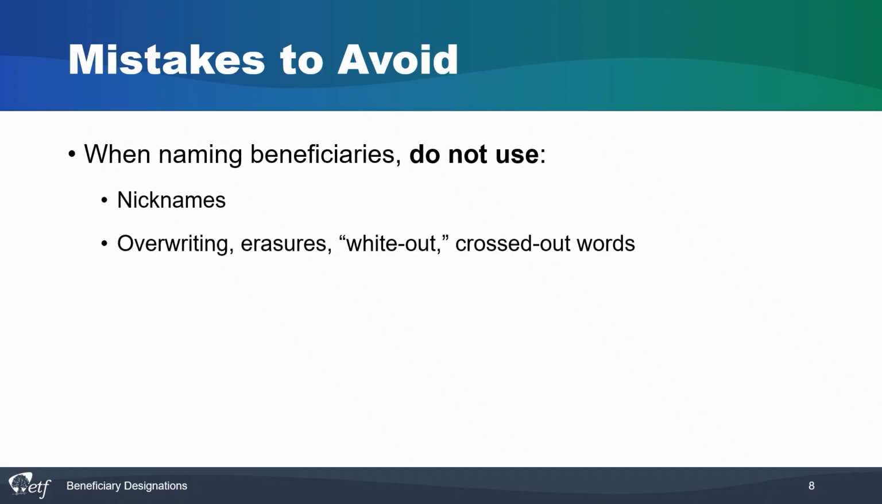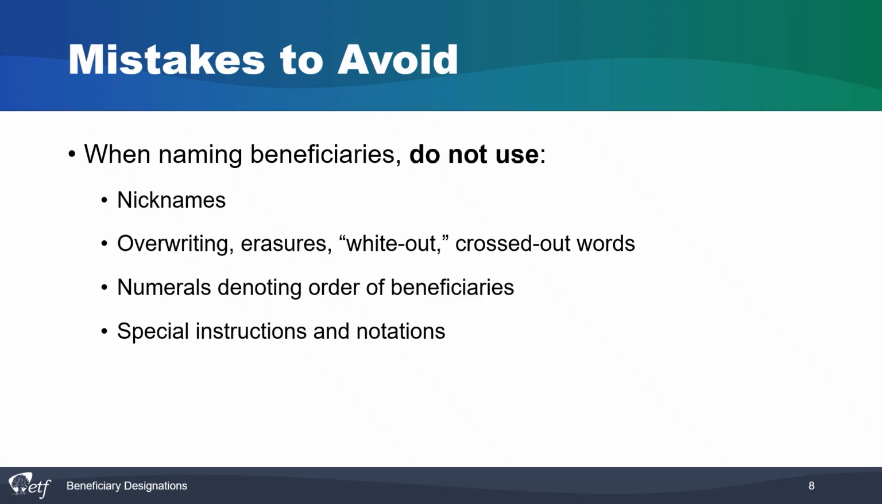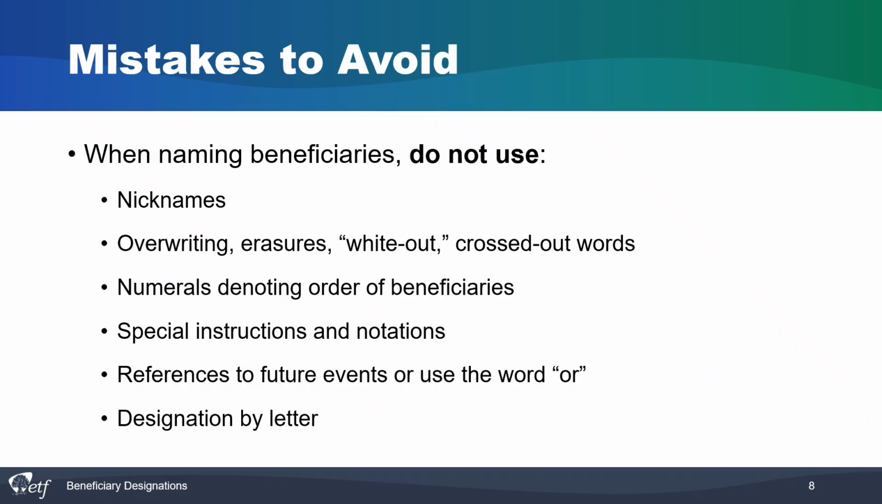Avoid strikeouts, whiteouts, and erasures. Do not use numerals denoting order of beneficiaries. Order is determined based on what section they are listed in, primary or secondary. Do not use special instructions and notations. Avoid references to future events or using the word "or." And do not designate a beneficiary by letter. Only the beneficiary form is legally binding.